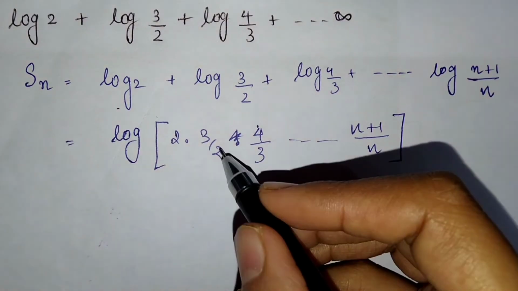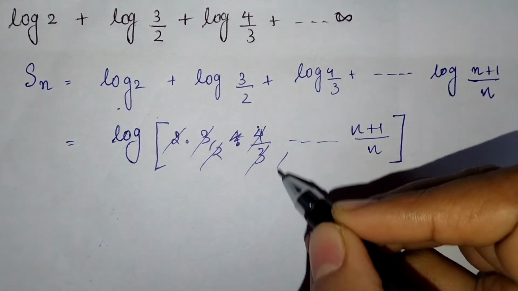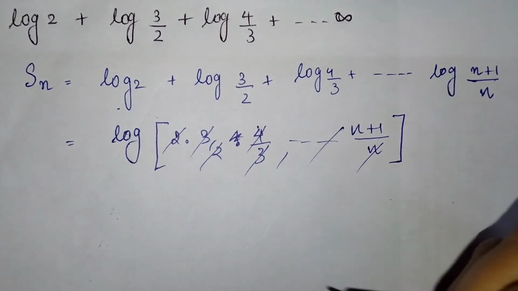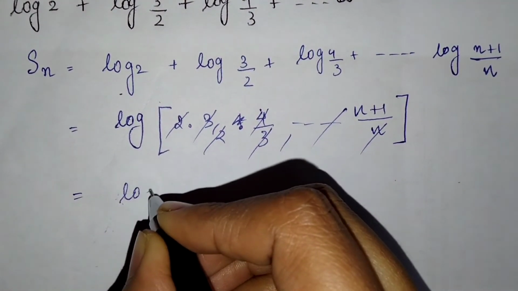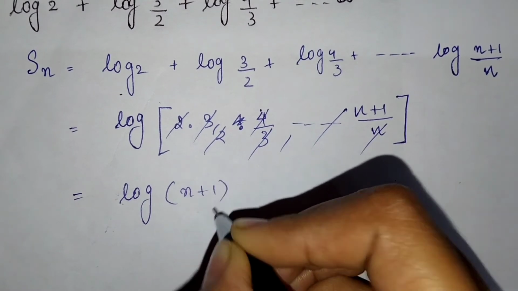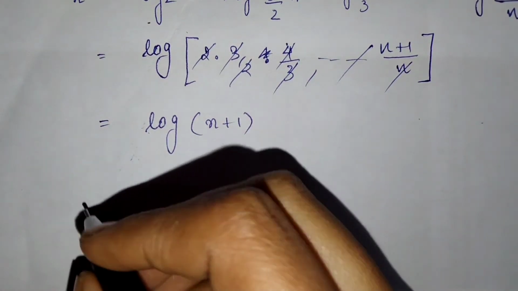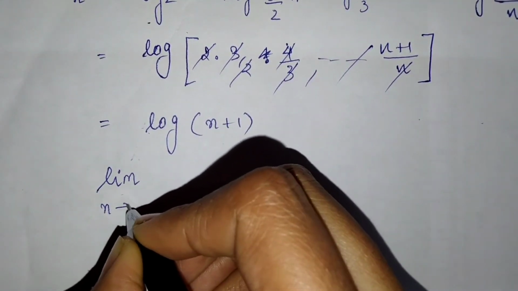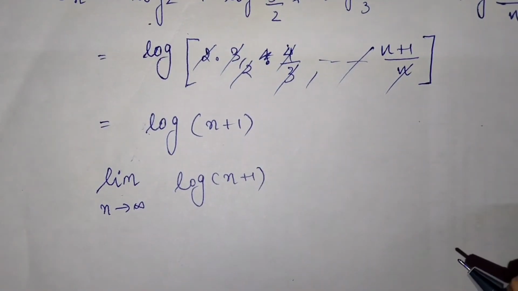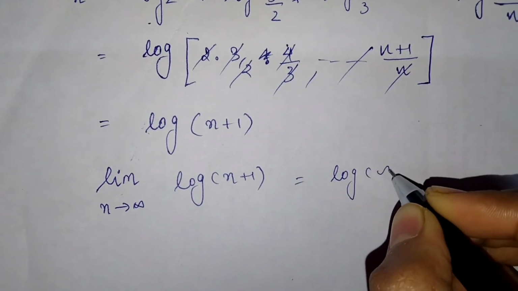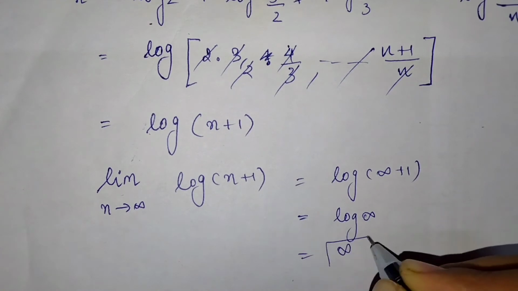Now this 2 and this 2 will get cancelled, this 3 and this 3 will get cancelled, this 4 will also get cancelled with the next term, and again this n and this n will also get cancelled. So what we will get? Log n plus 1. Now if I substitute the limit in this equation, we get limit n tends to infinity log n plus 1. If I put infinity here, then we get log infinity plus 1, and log infinity is always infinity.